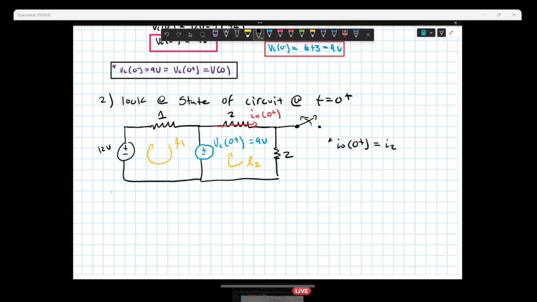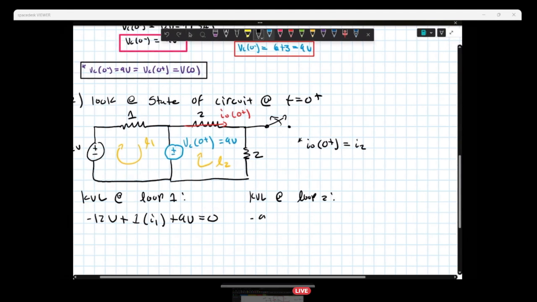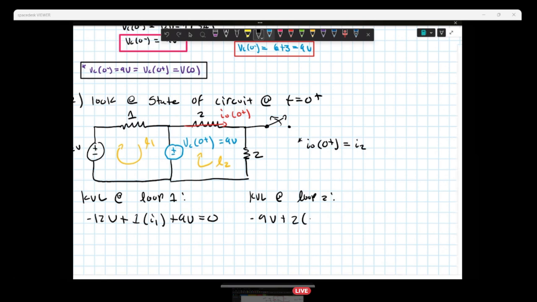I2. So KVL at loop 1: you get minus 12 volts plus 1 times I1 plus 9 volts equals 0. Then KVL at loop 2, you get minus 9 volts plus 2 times I2. What are we solving for? I2 for I0 plus, but through KVL.